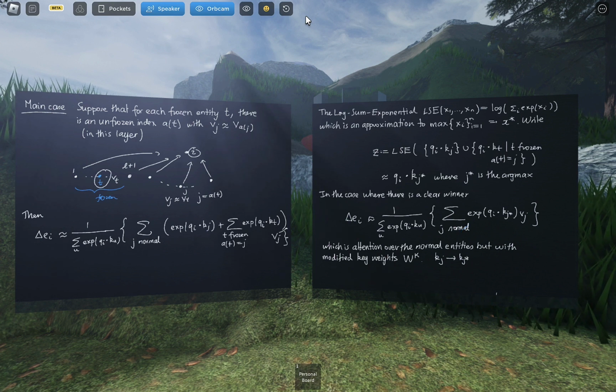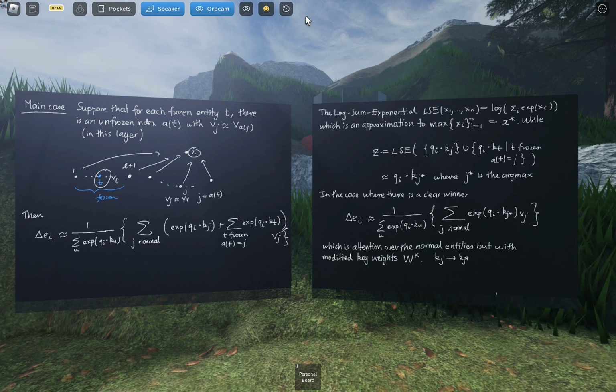Now, if you actually did this calculation properly, you would sum over all the value vectors for the normal j's. You would take contributions to each one, you would cluster the frozen entity value vectors by those that are closest to VJ, and then you would incorporate, rather than just taking the max like I've done here, you can do this in a more sophisticated way. Probably. I haven't done it, but you see the idea, right?